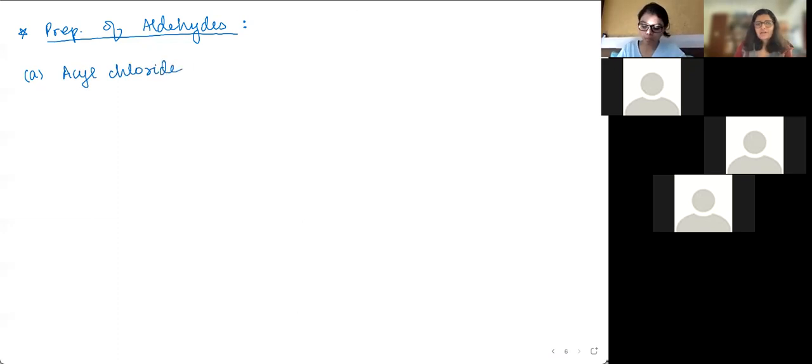What I'll do is, after taking all of these, we'll make a summary of all the named reactions so that it's all there in one place. It's easy to figure out which name is which reaction instead of it being lost in all of the reactions. So acyl chloride, this reaction is called Rosenmund reaction.